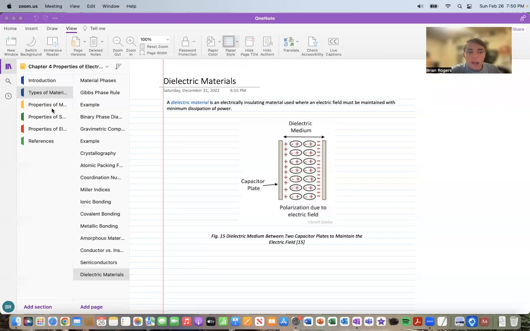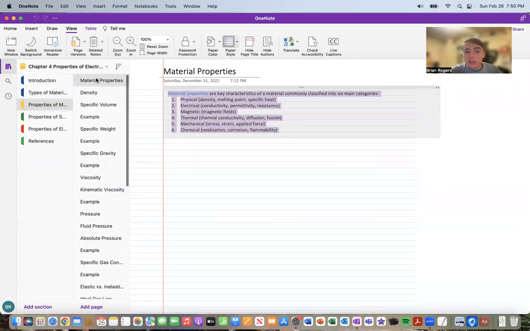Now that we talked about that, we're going to get into the properties of materials. And so there's different types of properties. There's physical properties. So this can be like the density, how dense something is. What's the melting point? When is it going to turn into a liquid from a solid state? What's the specific heat? And now we're going to get a little into the electrical side. What's the conductivity? How conductive is that material? What's the permittivity, or what's the resistance? How much does it impede the flow of electrons?